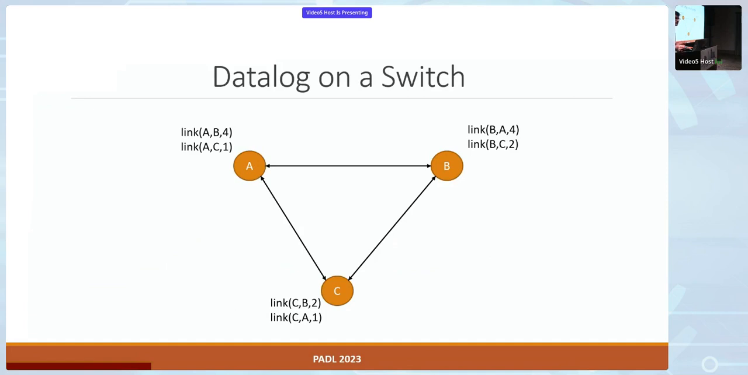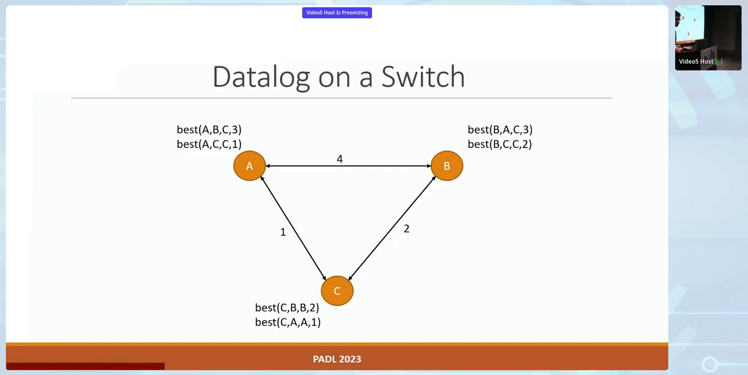So our setup is as follows. You have 3 switches, A, B, and C, each of which are connected with each other with some cost. And this is expressed by some base predicate. Let's call that link. So link(A,B,4) says that A is connected to B with cost 4. And link(A,C,1) says A is connected to C with cost 1, and so on. And our goal is to compute a table as follows, which is to say that the best path from A to B is via C with some cost 2 plus 1, which is 3, or that the best path from A to C is via C with cost 1.